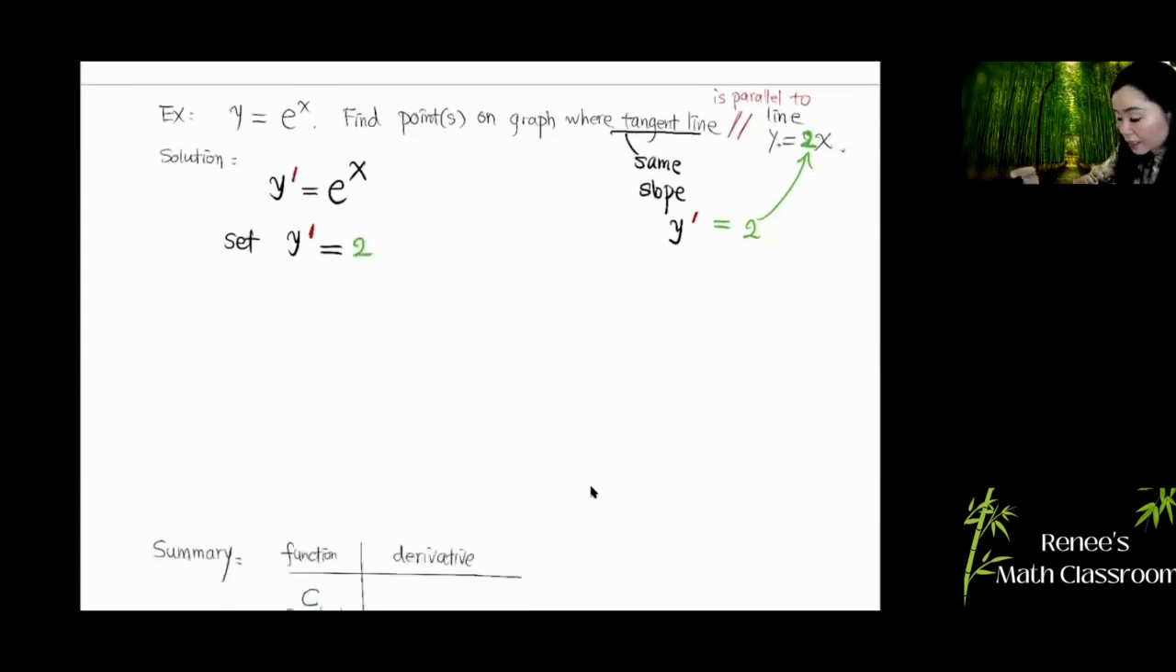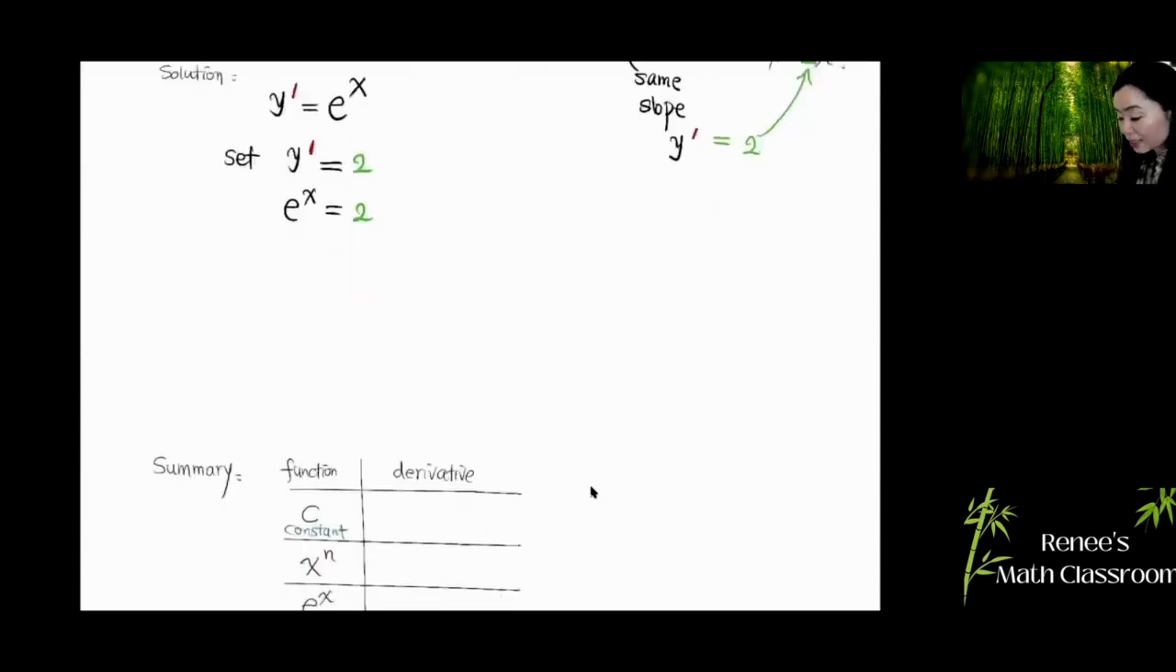Okay. And now we get e to the x is equal to 2. To solve for x, what is x equal to? Anyone? So x is equal to ln of 2, right? If e to the x equals 2, then x will be equal to ln of 2, base e log of 2. Now, after that, we're going to plug this x in and then just solve for y.